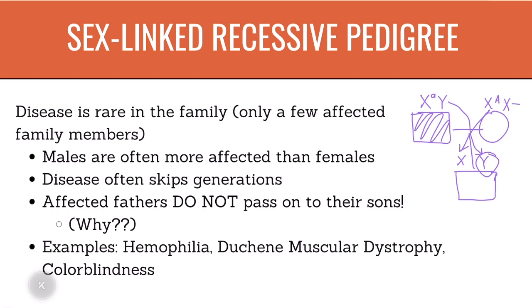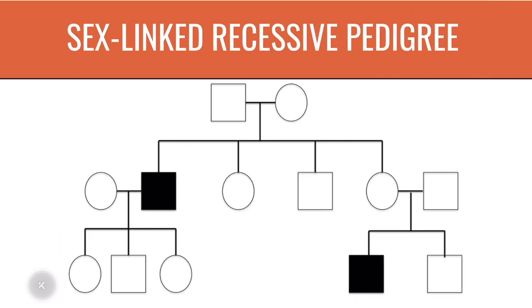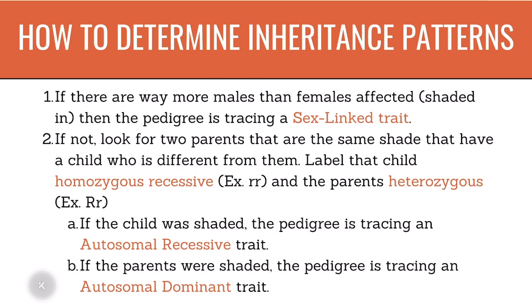Some examples of sex-linked traits are hemophilia, which is a blood clotting disorder, Duchenne muscular dystrophy, and color blindness. So that's why hemophilia, Duchenne muscular dystrophy, and color blindness are more prevalent in males than females. So here's an example of a sex-linked recessive trait in a pedigree. Notice that it is skewed more towards males.